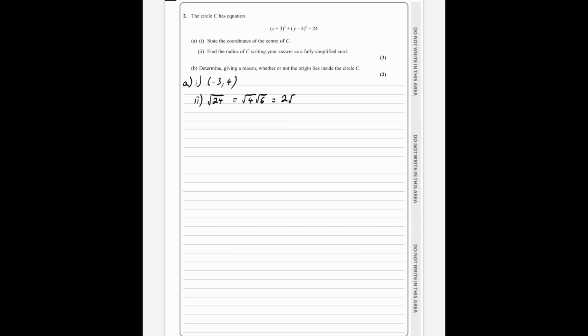For B, there's a few ways of doing this. I have calculated the distance from the origin to the centre of the circle. That distance comes out as 5 units. Now the radius of the circle is the square root of 24, which is slightly less than the square root of 25. And therefore the origin is slightly further away from the centre of the circle than the length of the radius. Therefore, we can conclude that the origin must sit outside the circle.